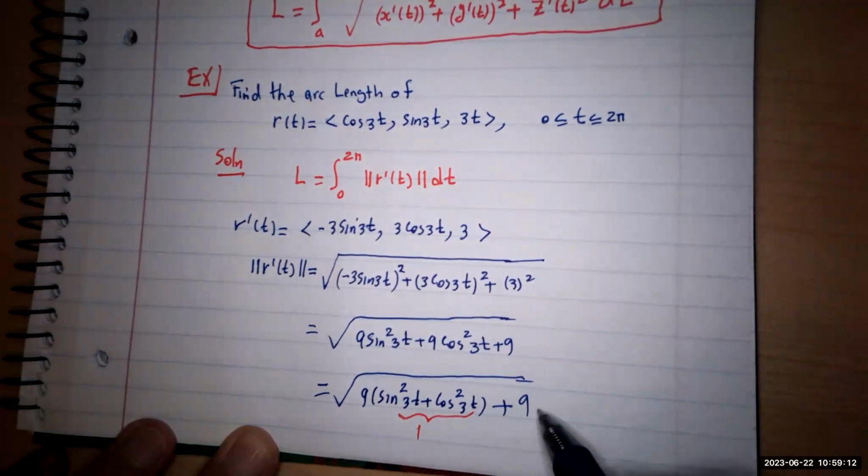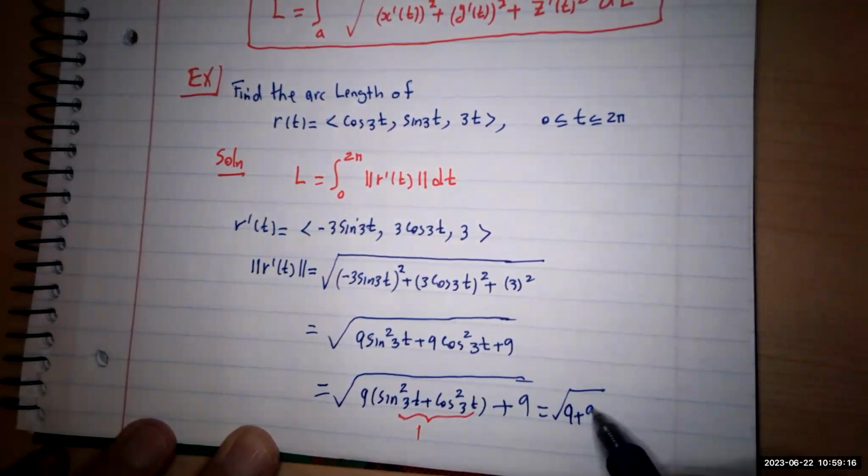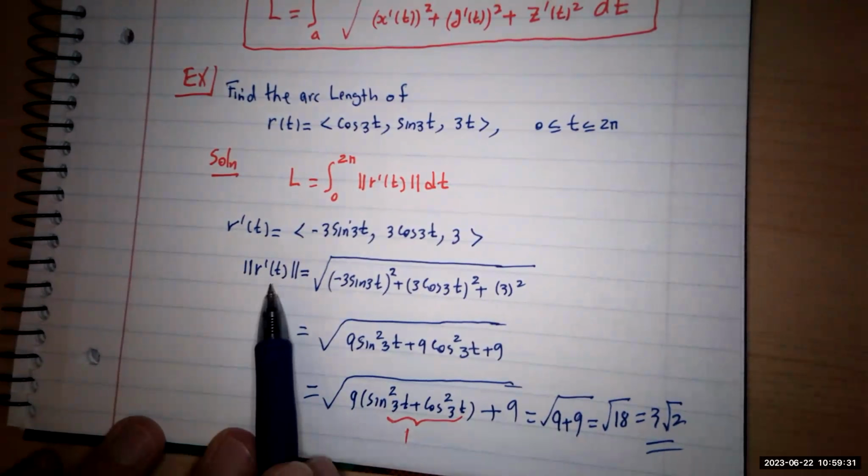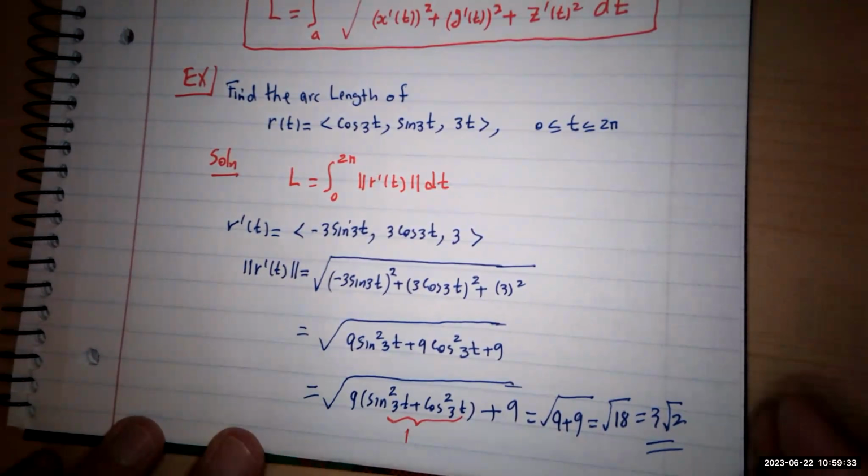So that takes you to the radical 9 plus 9, which is a radical 18. We don't use a calculator to estimate it as a decimal. We just simplify it if we can. 18 is 9 times 2, so that would be 3 radical 2. So that would be the speed, the norm of the r prime of t. Then it's easily integrable.